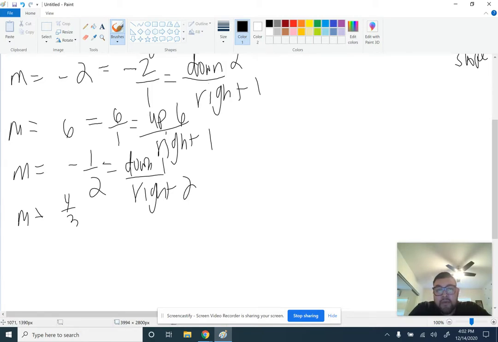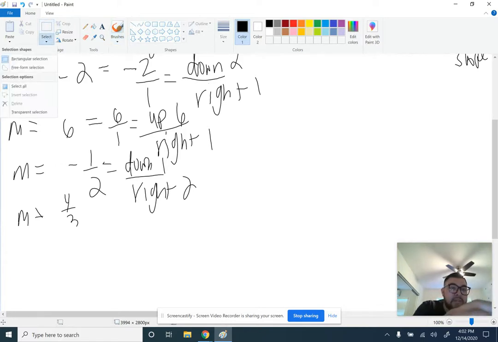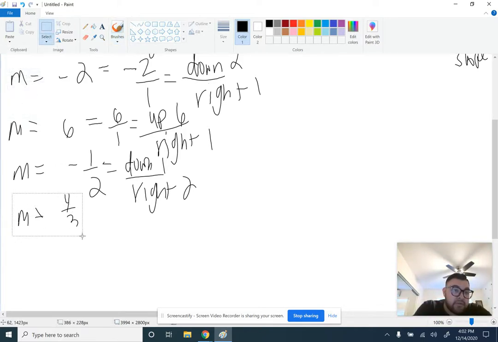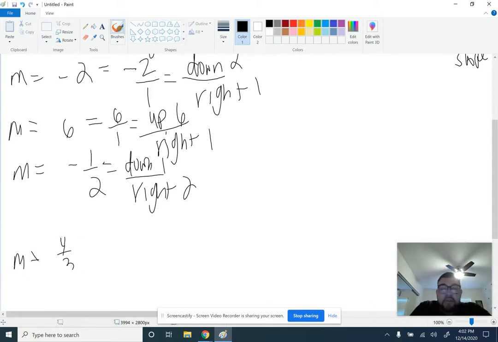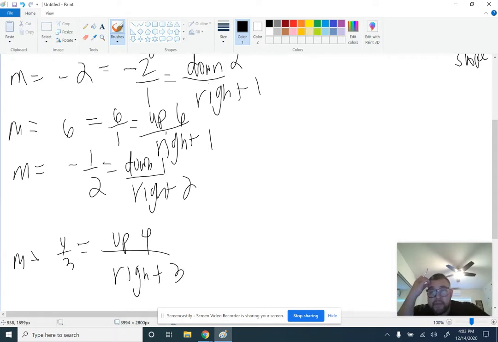And for my 4 over 3, let's move this a little. It's a little bunched up. A little math magic. All right. So my 4 over 3, it is a positive slope. So that means I'm going to go up 4, right 3. So this is how the hack method works.